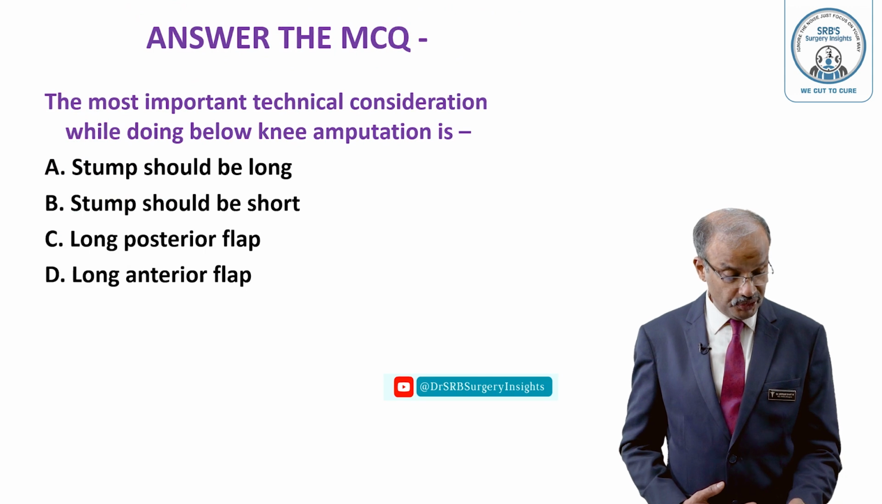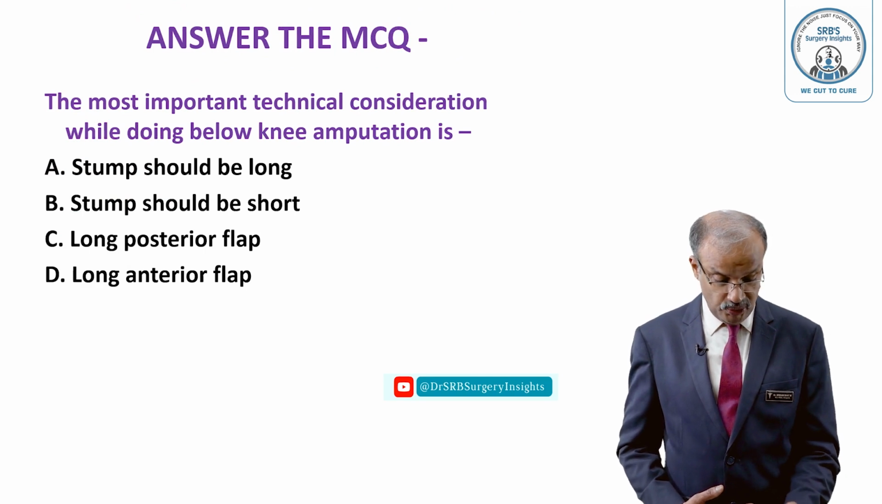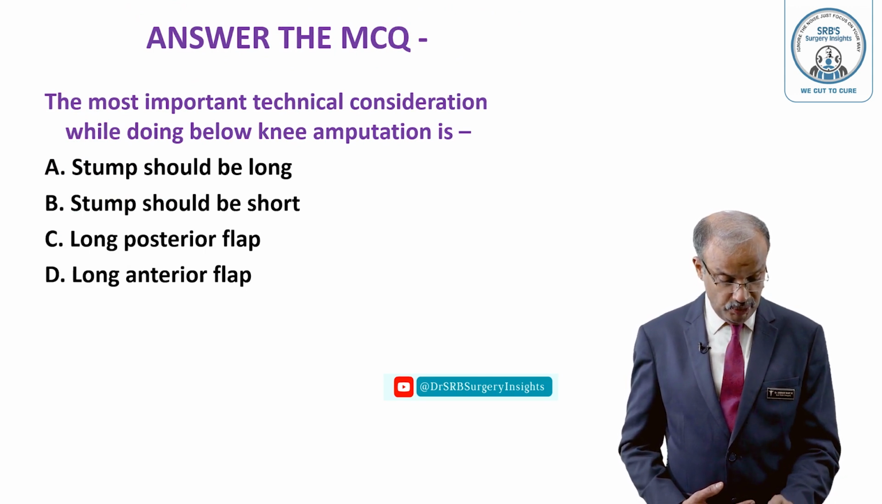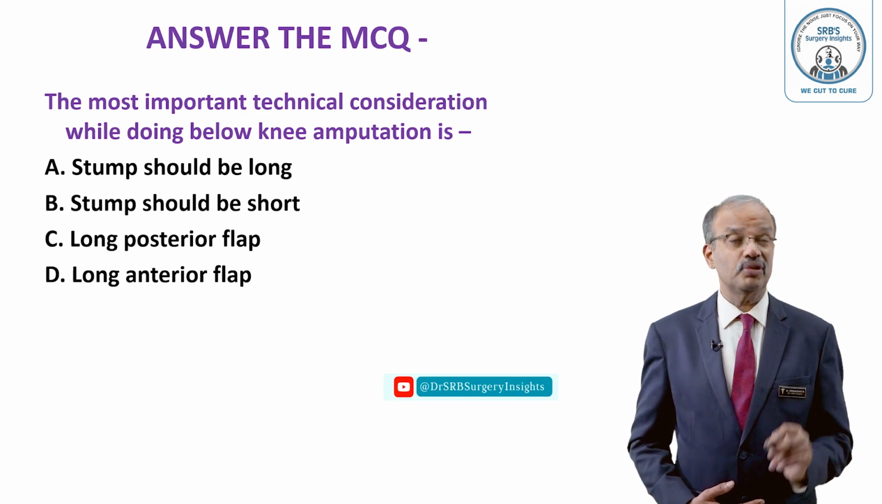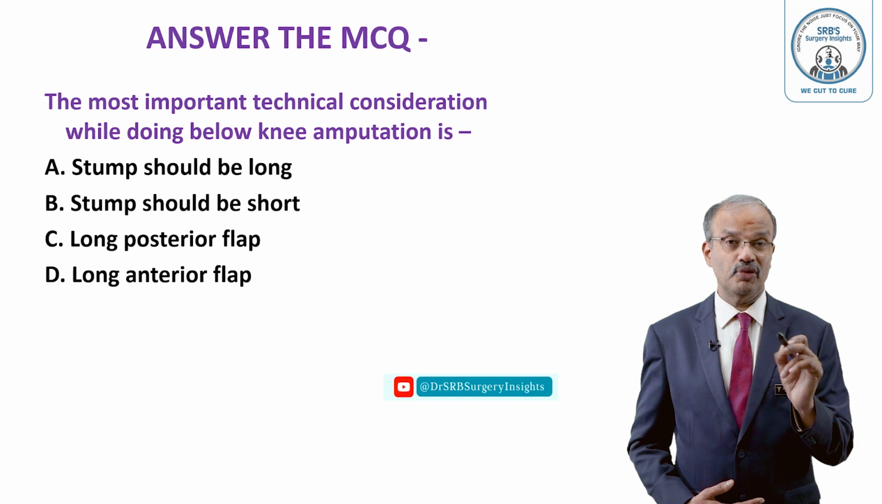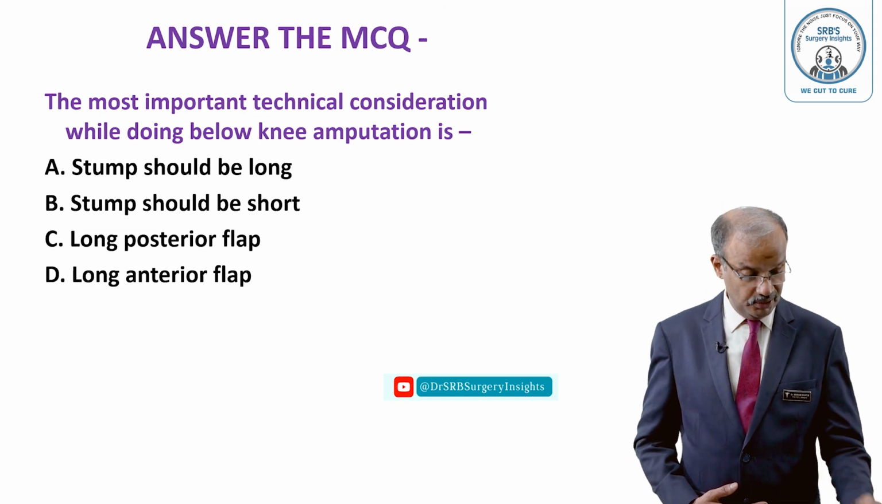Answer the MCQ. The most important technical consideration while doing below knee amputation is: thumb should be long, stump should be short, long posterior flap, or long anterior flap. Put the answer in the comment box. I will get back to you later, students.